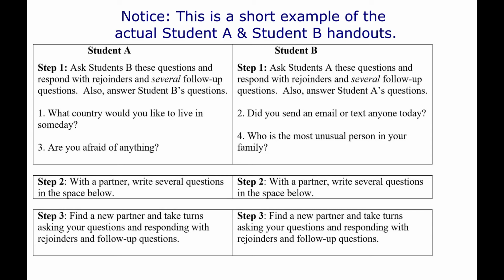For example, A reads 1. What country would you like to live in someday? Then B can answer, for example, I'd like to live in Norway. And A says a rejoinder, really? And asks a follow-up question, why Norway? And B says, I heard that Norway is one of the happiest countries in the world. Then A can say another rejoinder, that's interesting, and asks another follow-up question, why do you think they're so happy? And then the conversation continues.